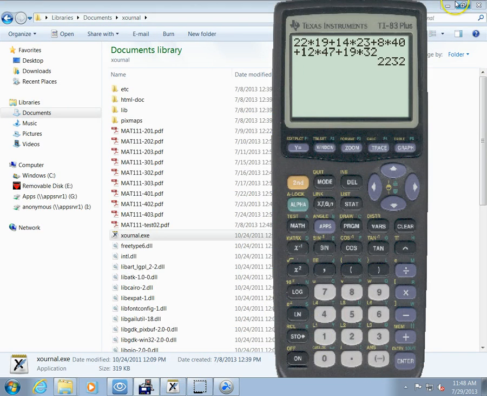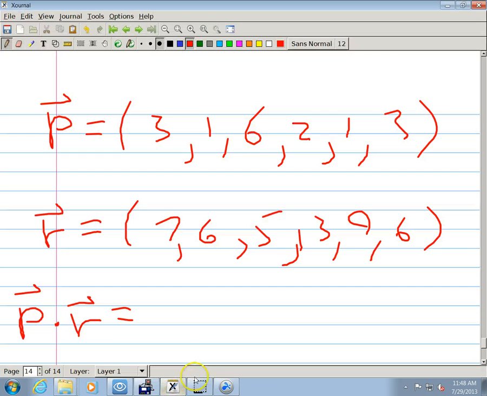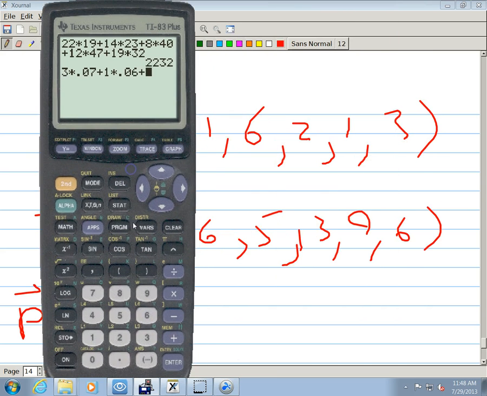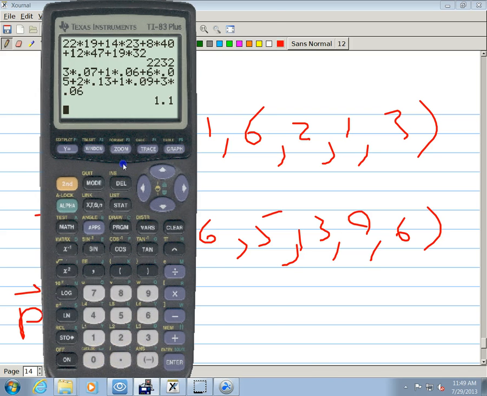So it's 3 times 0.07 plus 1 times 0.06 plus 6 times 0.05 plus 2 times 0.13 plus 1 times 0.09 plus 3 times 0.06 gives you a total of 1.1.